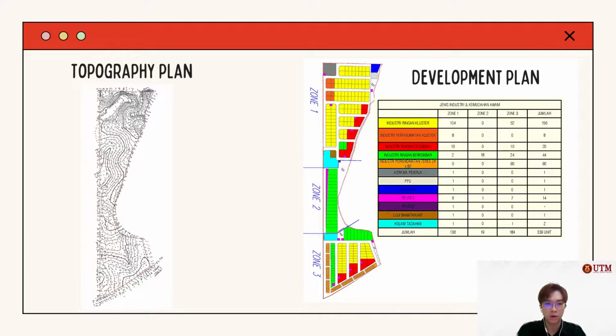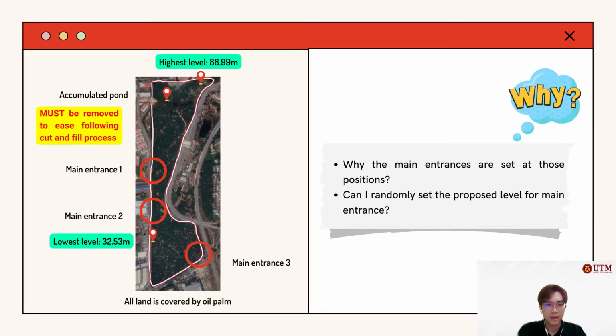This is our topography plan and development plan. There is some information we can extract from the site analysis. The highest level and lowest level are at the position shown in the figure. We also observe that there is an accumulated pond existing, so it must be removed before moving to the next phase in order to ease the cut and fill process.